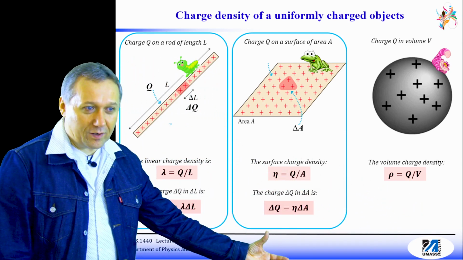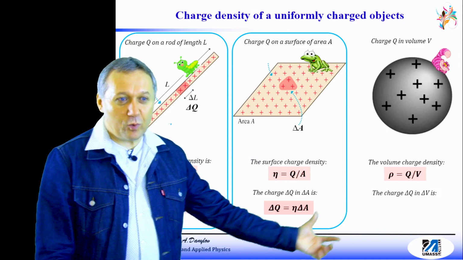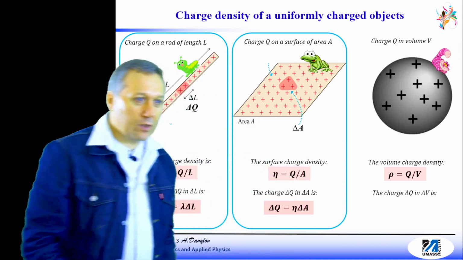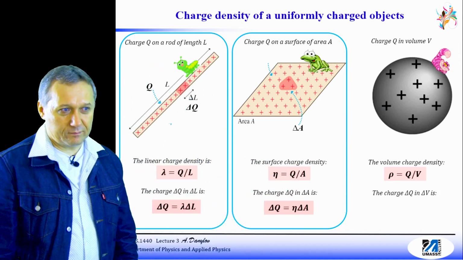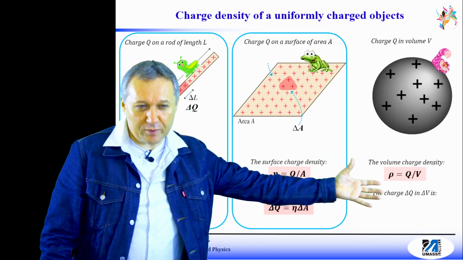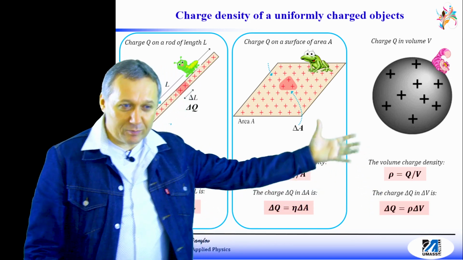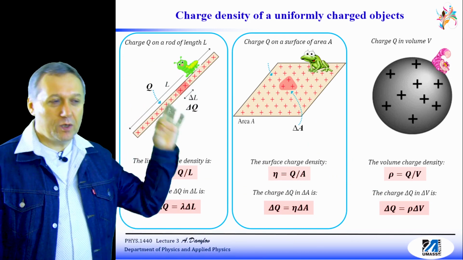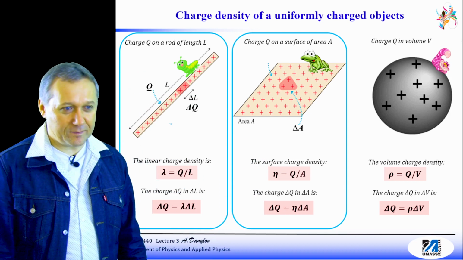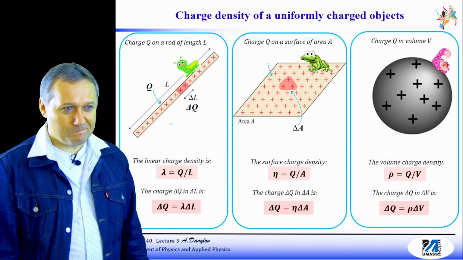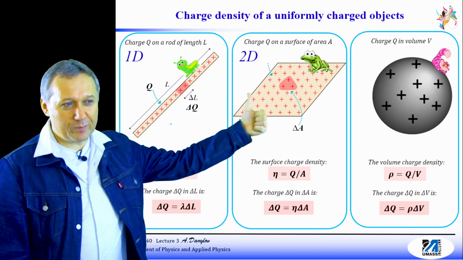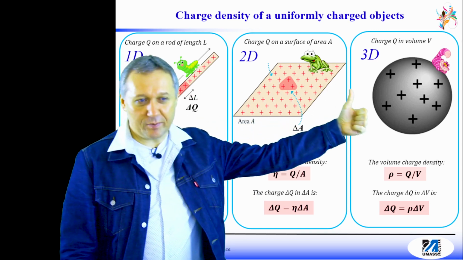And of course, now the second step is exactly the same. So what if you are interested in the amount of charge in a small volume, a small part of this sphere? The same. Take the density, now it's the volume charge density, and multiply that by the volume of which you want to find the charge. One-dimensional case, two-dimensional case, three-dimensional case.